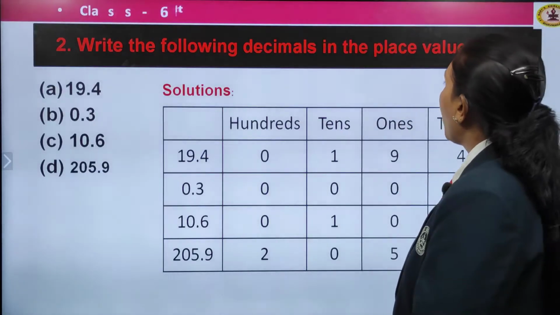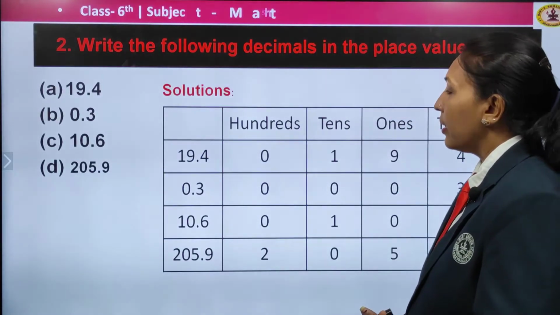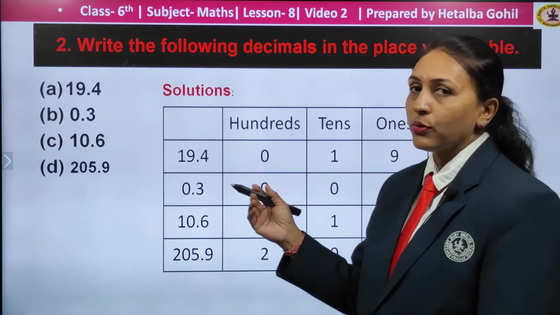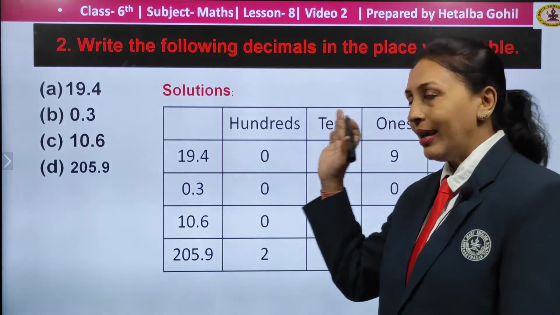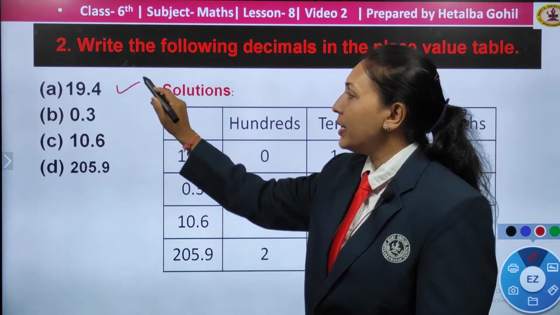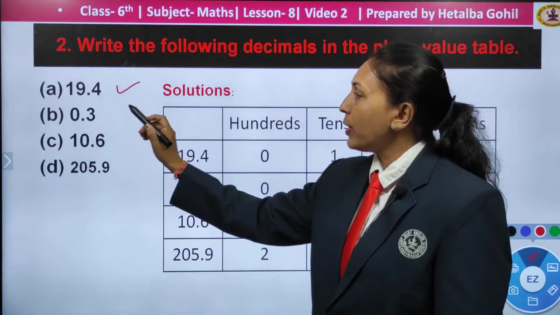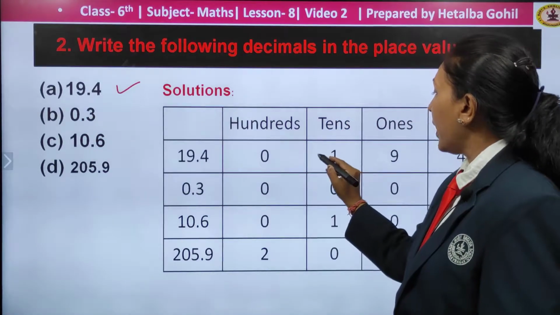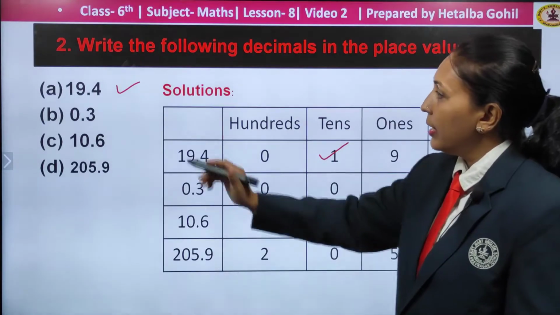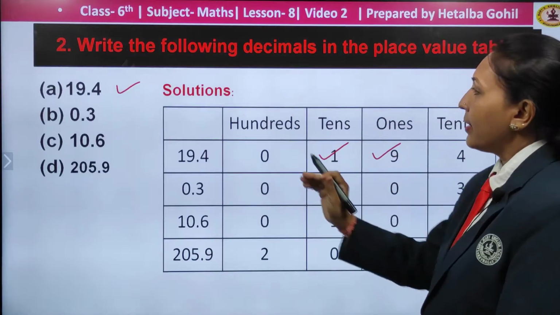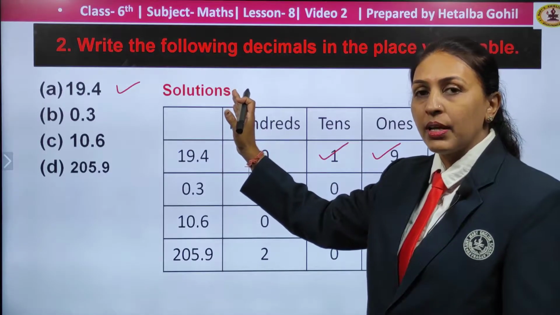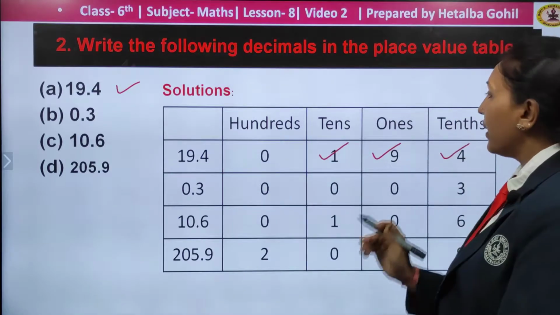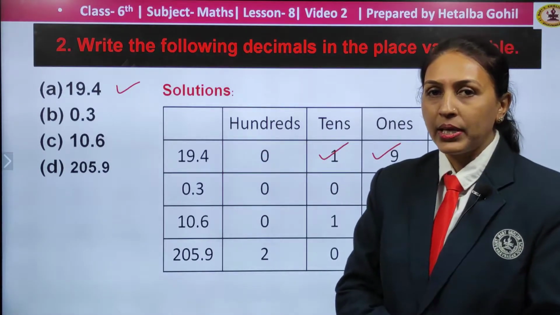Now write the following decimals in the place value table. You can see the questions given to us. We have to put it in the place value table according to the place values in the whole number part and the decimal part. The first one is 19.4. Let us first start with the whole number part where 1 is at the tens place. So 1 we will write under the tens place. 9 is at the ones place, and after the decimal point we have the place value system of tenths, hundredths and so on. So 4 will come under the tenths place value. There is no number in the hundredths place.